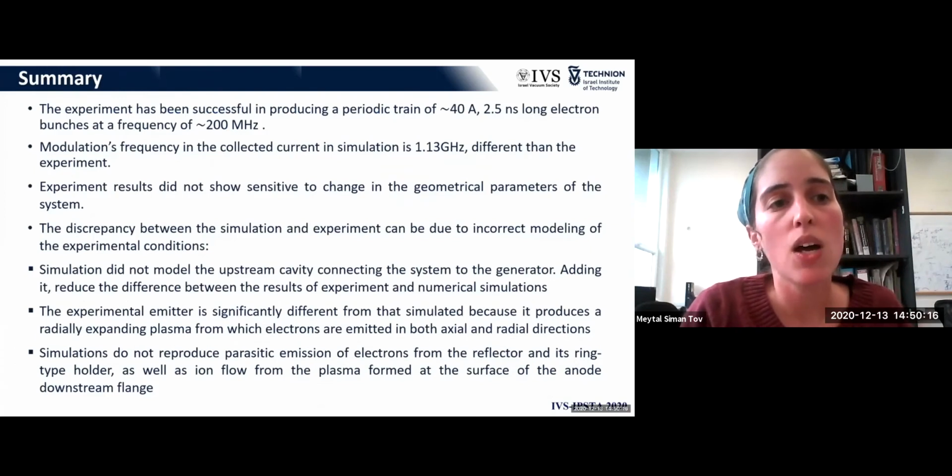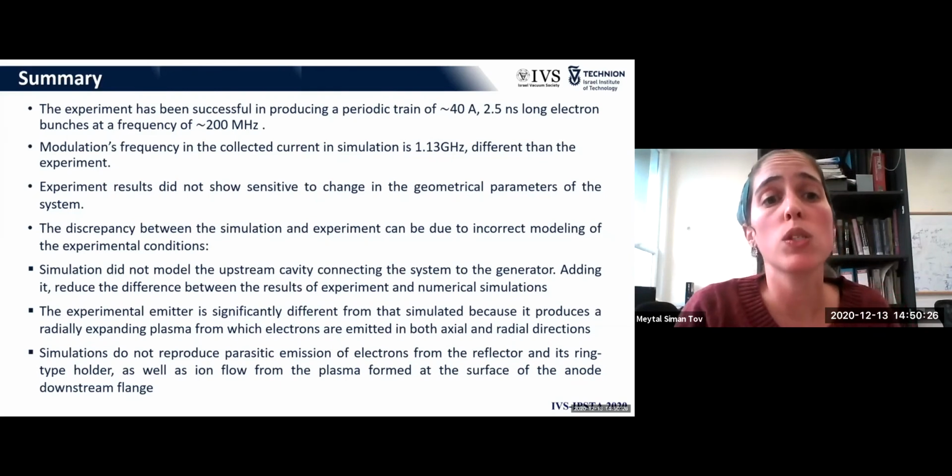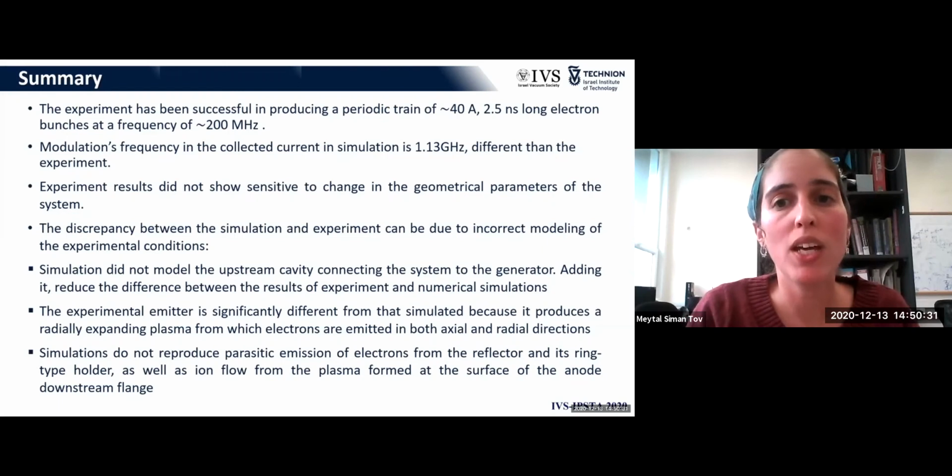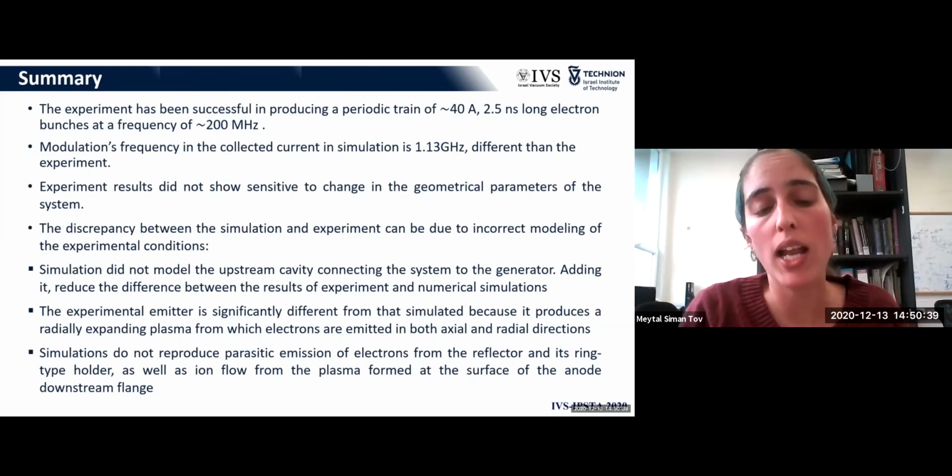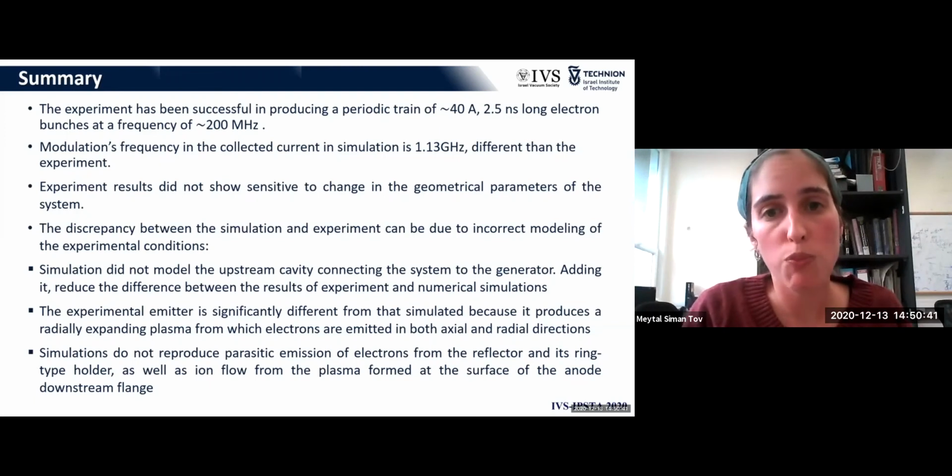Okay, summary. The experiment has been successful in producing a periodic train with amplitude of 40 amperes. Each bunch was 2.5 nanoseconds, and the frequency of the modulation was 200 megahertz. In the simulation, we also get modulation, but with a higher frequency of 1.13 gigahertz. The experimental result did not show sensitivity to change in geometrical parameters of the system, while in simulation, we saw that the frequency of modulation changed when we changed the length of the cavity.